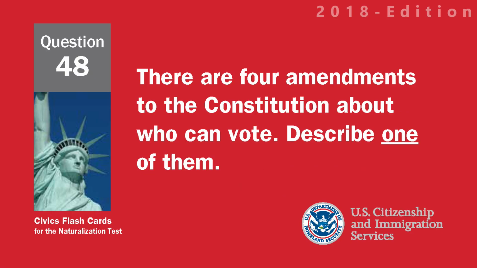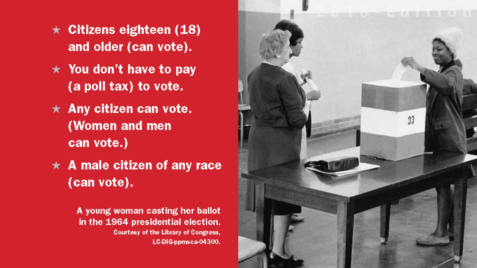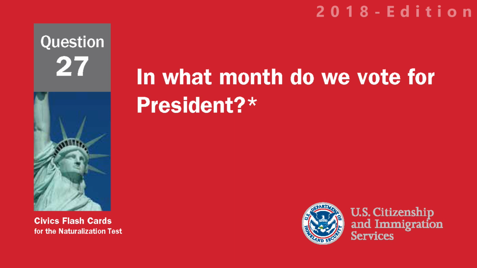There are 4 amendments to the Constitution about who can vote. Describe one of them. Citizens 18 and older can vote. You don't have to pay a poll tax to vote. Any citizen can vote. Women and men can vote. A male citizen of any race can vote. In what month do we vote for president? November.